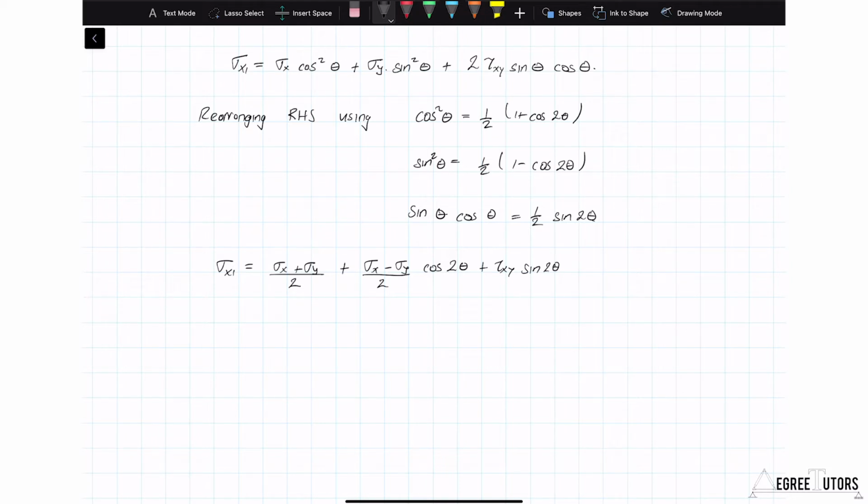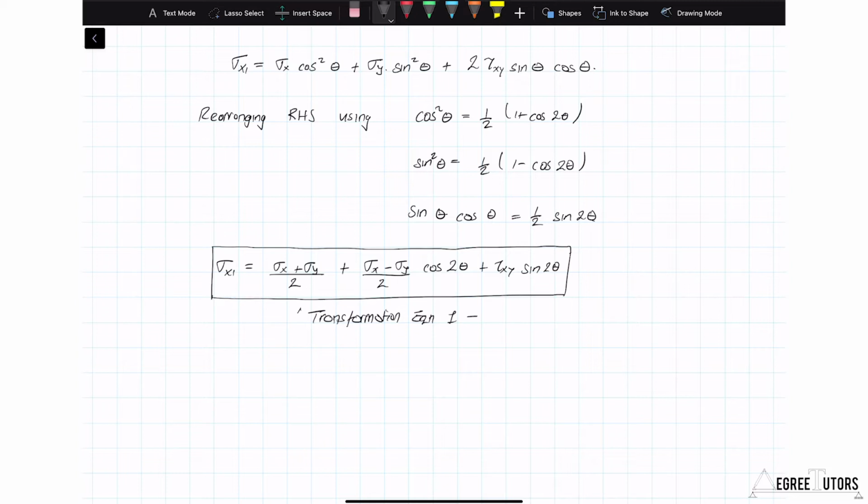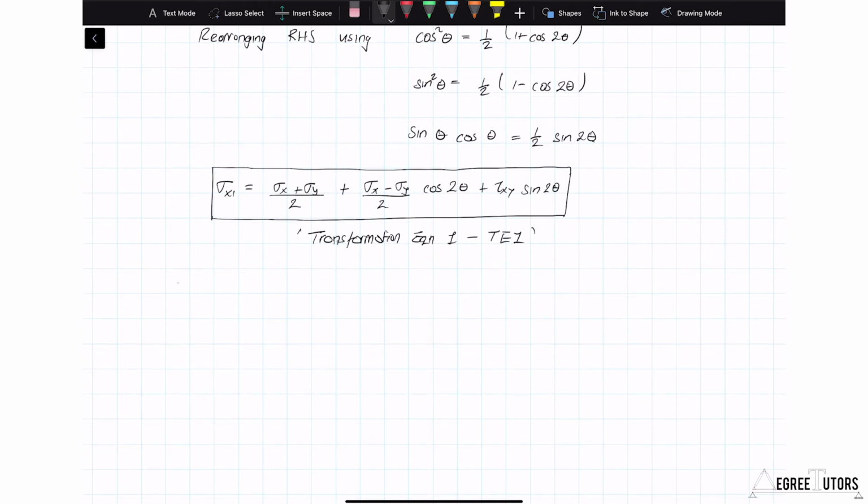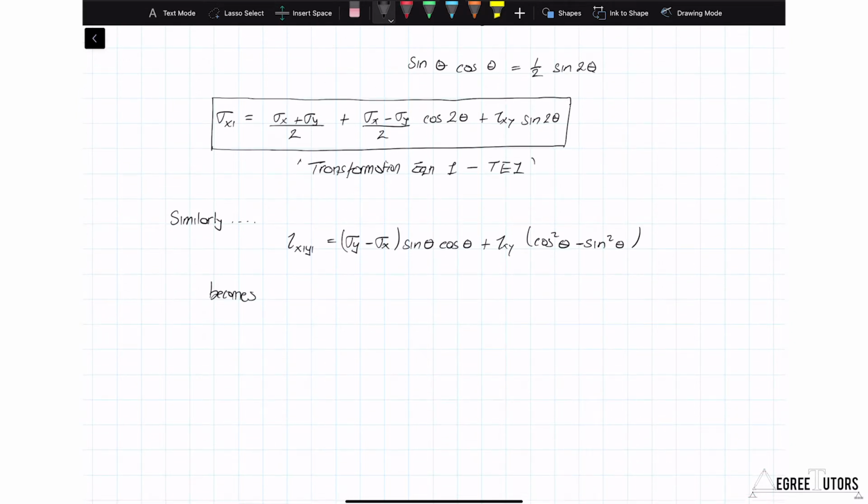Right, we're going to box that guy up and we're going to call that transformation equation 1. So that's our first transformation equation proper, if you like, or TE1, because we're going to be referring to this equation. And similarly, we can take the second transformation equation, which we have from the previous lecture, which was this guy, right? That guy becomes, by a very similar process of rearranging, we get this guy.